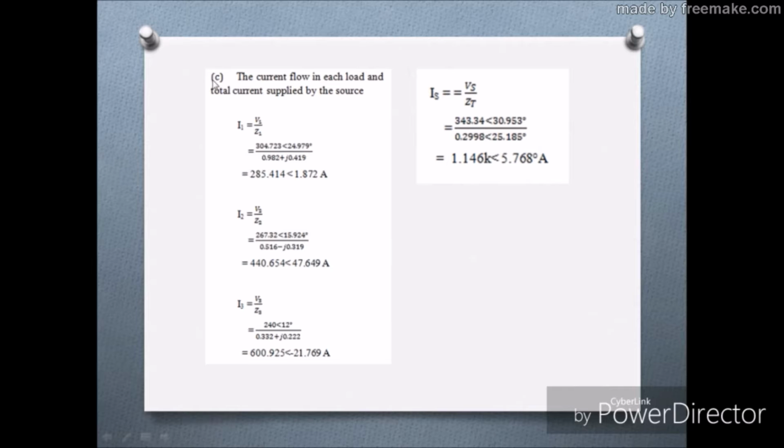Okay, we're gonna continue with question C. We have to find the current flow in each load and the total current supplied by the source. So we're gonna use the formula Ohm's law, which is I1 equal to V1 divided by Z1 for all the currents that we're going to find, including the I source, because we have got the voltage and the impedance at each load. So these are the values that we obtained for I1, I2, and I3. And for I source, we use the V source divided by Z total. So this is the current supplied by the source.